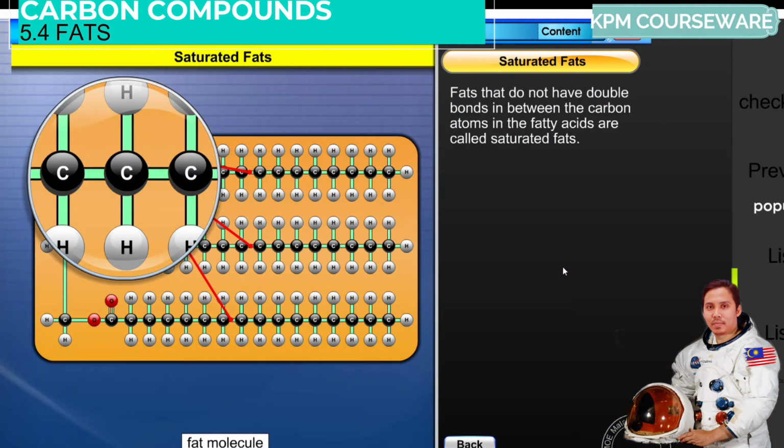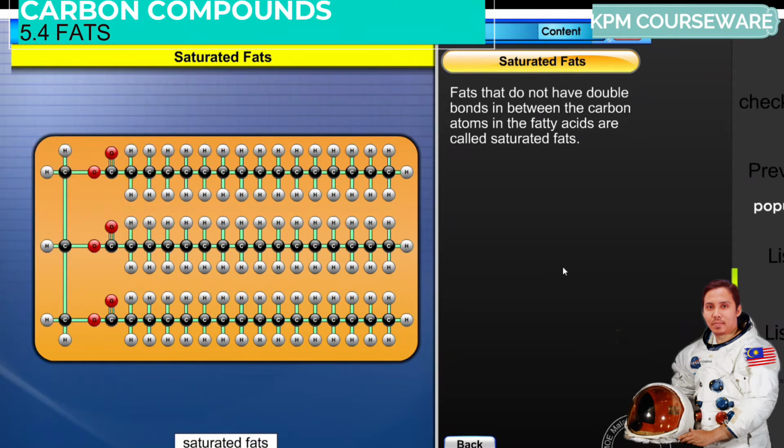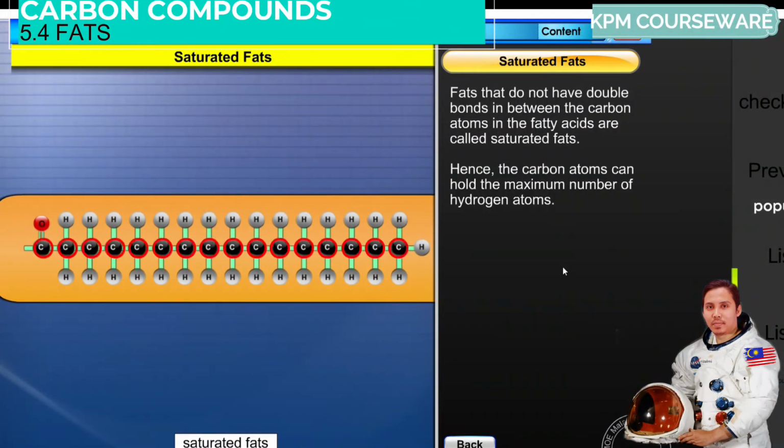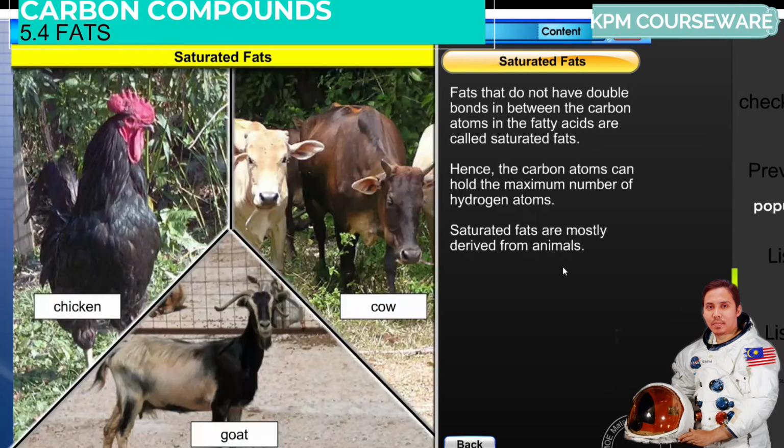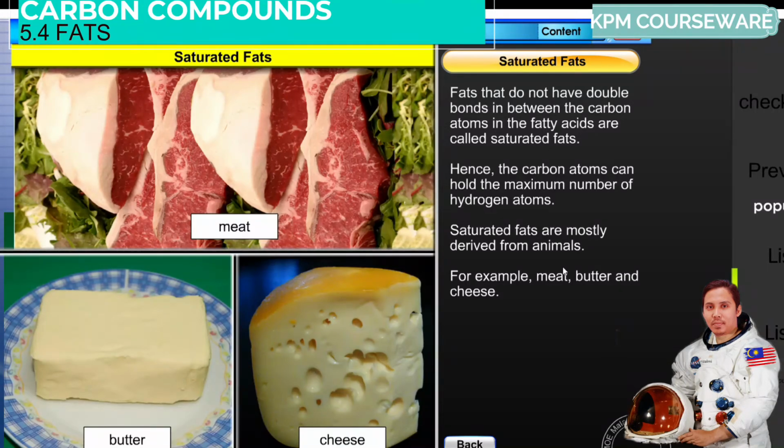Fats that do not have double bonds in between the carbon atoms in the fatty acids are called saturated fats. Hence, the carbon atoms can hold the maximum number of hydrogen atoms. Saturated fats are mostly derived from animals. For example, meat, butter, and cheese. These fats are generally solid at room temperature.